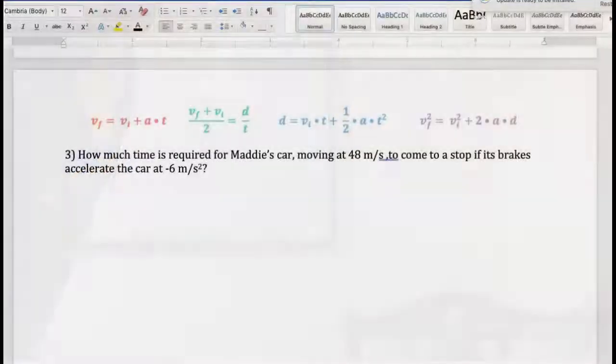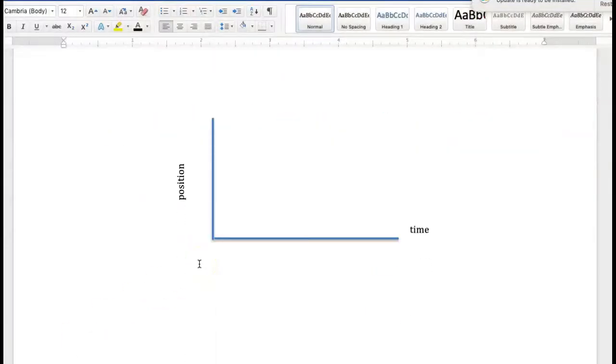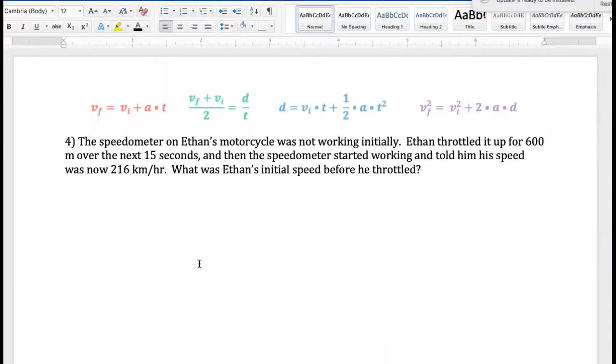All right, let's do the next one together, shall we? Number 4, the speedometer on Ethan's motorcycle was not working initially. Ethan throttled it up for 600 meters. Okay, so that sounds like a displacement to me because it's in meters. Over the next 15 seconds, that sounds like a time to me. And then the speedometer started working and told him his speed was now 216 kilometers per hour. Oh, that's just ugly. All right, so we're going to have to do a little conversion there.